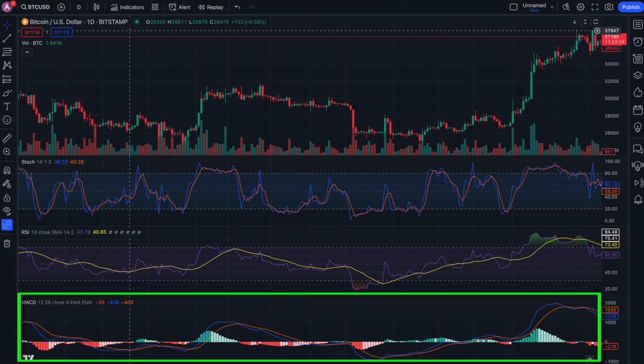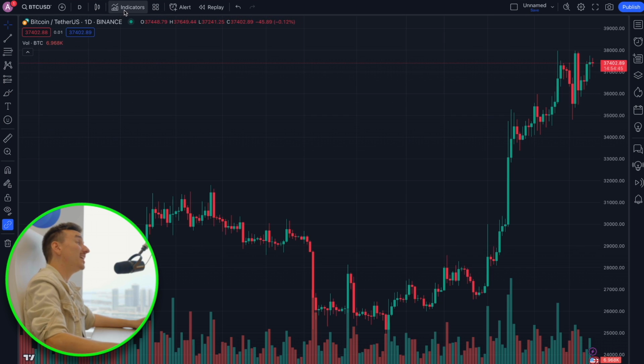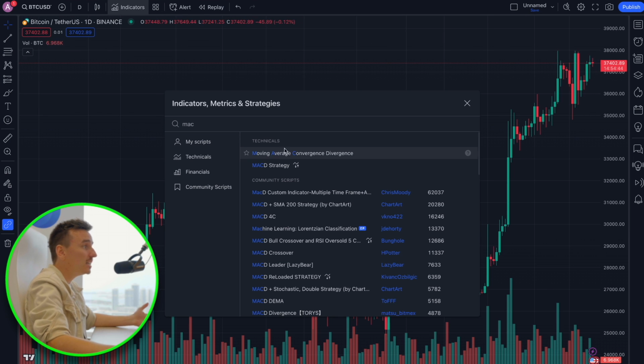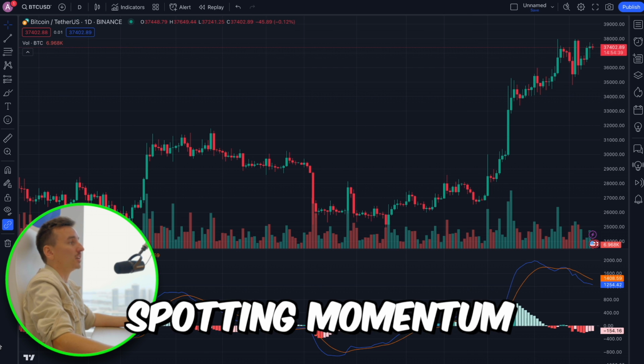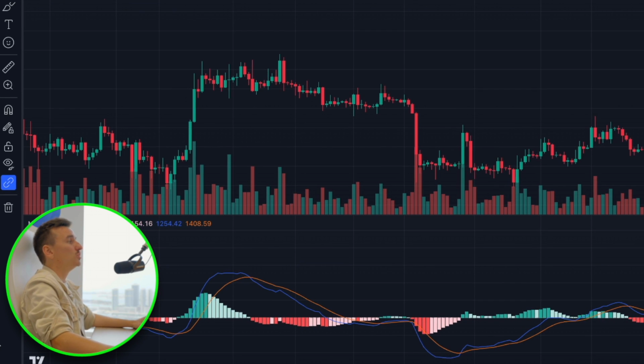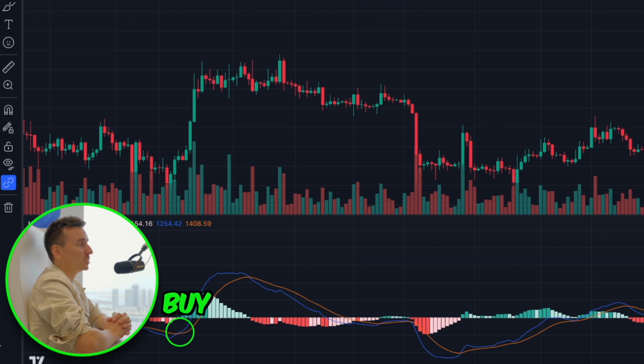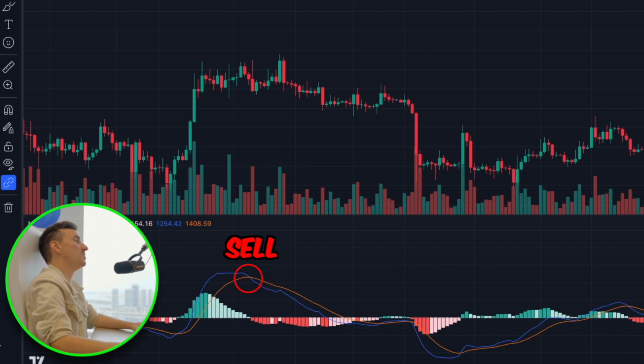Now let's talk about the third indicator called the MACD. Go to the indicators tab, type MACD and select this one right here. It's a very popular indicator for spotting momentum. One common way to use it is by taking a buy position when the MACD line crosses above the signal line and taking a sell position when the MACD line crosses below the signal line.